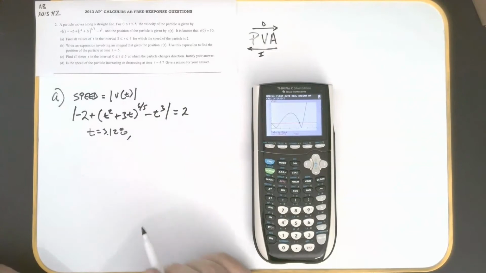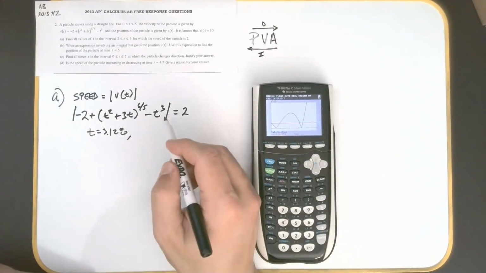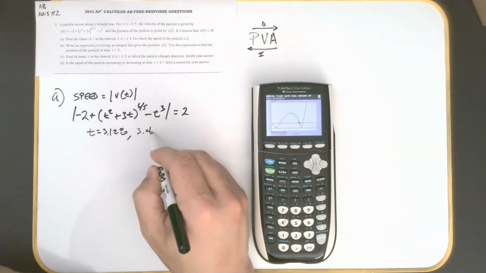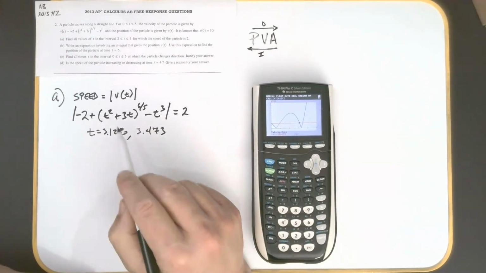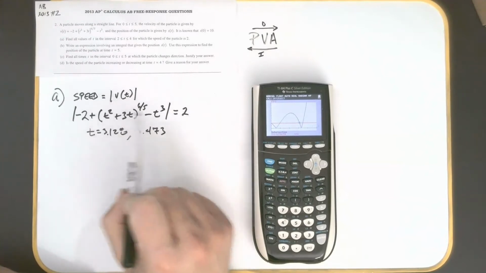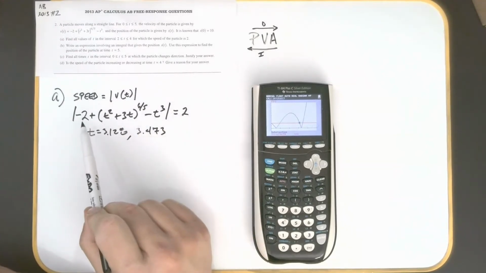And the second value, we would do the same thing on the other side, and we would get 3.473. So it looks like these are the 2 times where the speed is equal to 2, but we had to do this by setting absolute value.